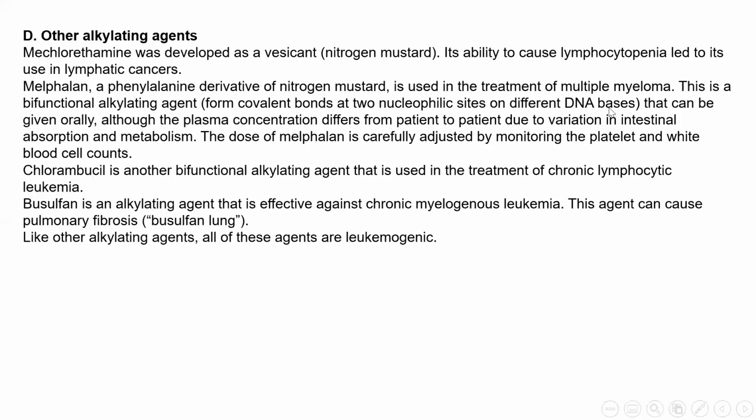So the alkylating agents, if they are not bifunctional, have the ability to bind to just one site or one base of DNA, let's say one guanine or one thymine or one adenine, etc. But this agent has the ability to make 2 bonds or 2 covalent bonds with 2 different DNA bases. This drug is given orally.